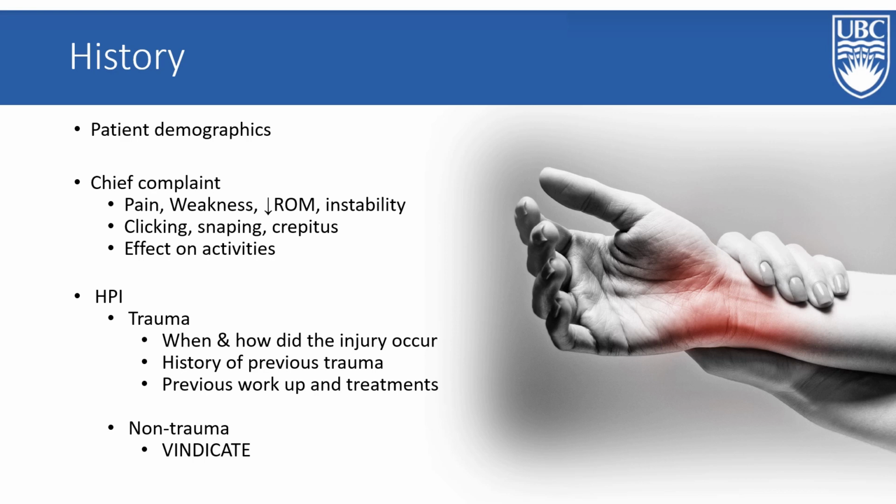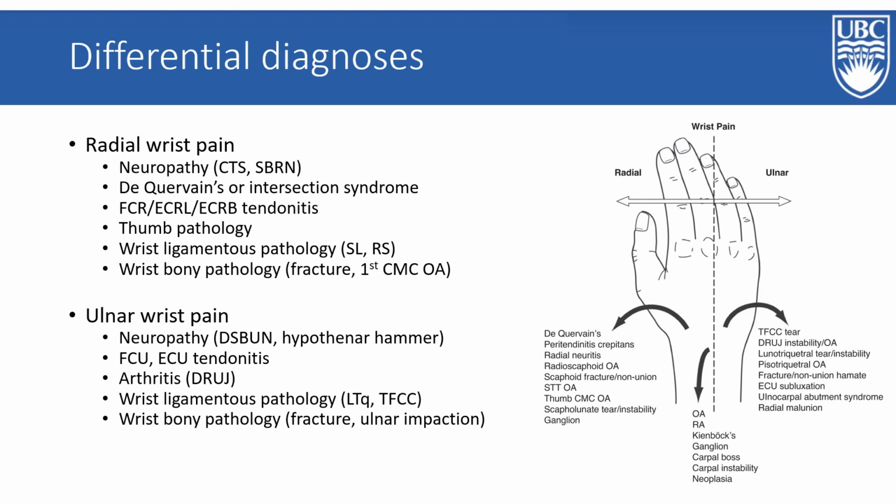Using the VINDICATE approach, ask the patient about vascular, infectious, inflammatory, congenital, or autoimmune causes. The anatomical area of the complaint, radial, ulnar side, or dorsal-central, can be helpful to narrow the differential diagnosis and focus the examination. To identify the etiology, it is important to consider all the anatomical structures, including bones and joints, ligaments, tendons, and nerves. Here we show a non-exhaustive list of differential diagnoses based on location of the complaint.